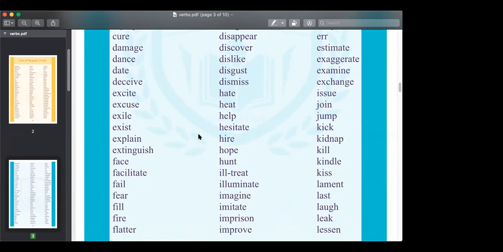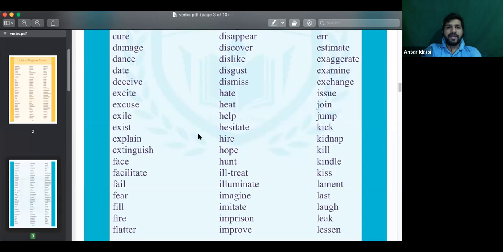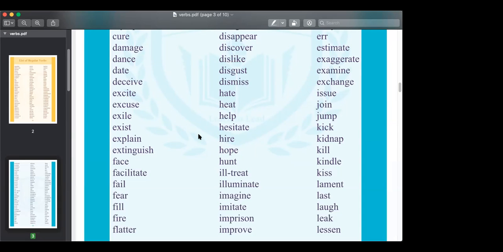Next. We need to improve. Do we need to improve? We don't need to improve. Improve. Next. We need to face. Do we need to face? We don't need to face. Face. Next.